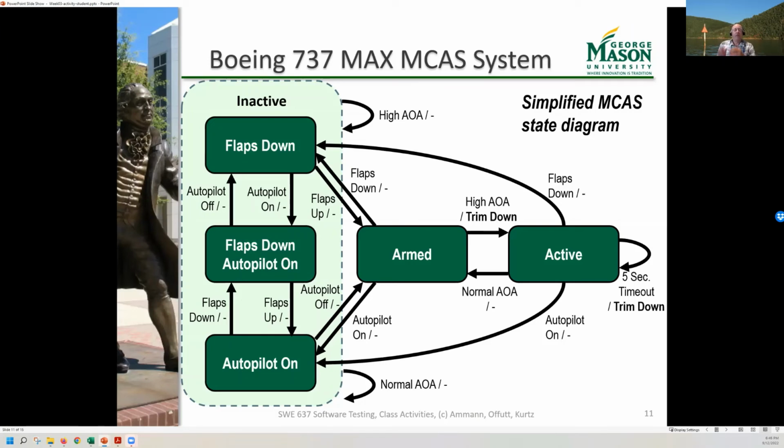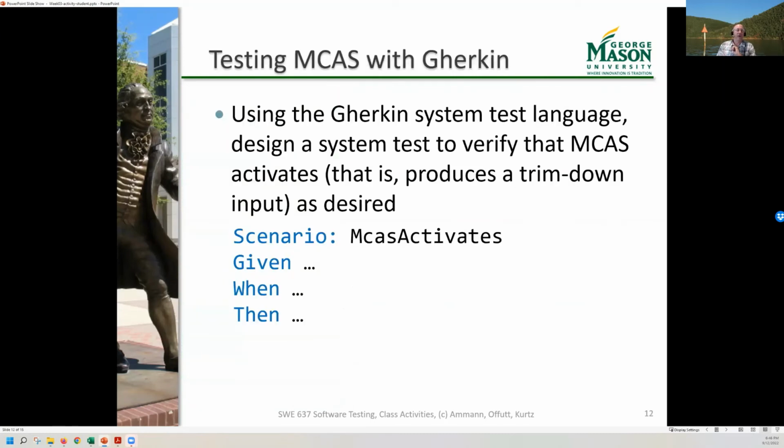So now that we know a little bit about how this works, and I know you're like, really? Do I really understand this? It's okay. I think you probably understand enough looking at this chart. Now, the next task is to write a gherkin test. And we want to write a gherkin test that verifies that MCAS works when it's supposed to. So the scenario is MCAS activates, and you need to fill in the given, the when, and the then, right? So what's the precondition? What's the trigger? And what's the result?